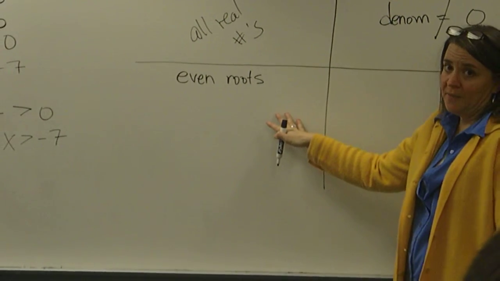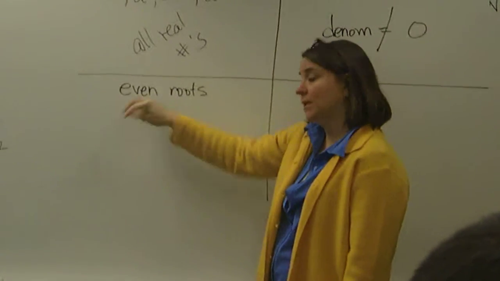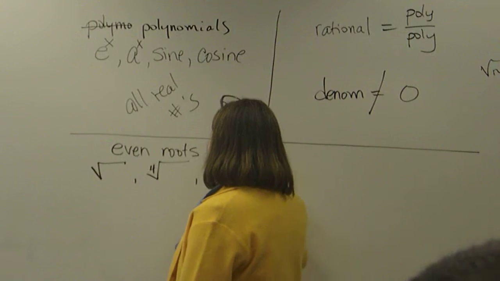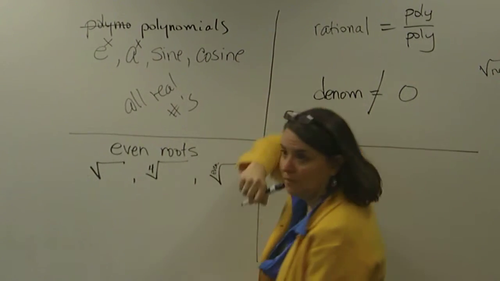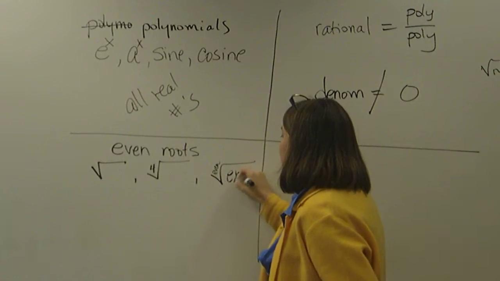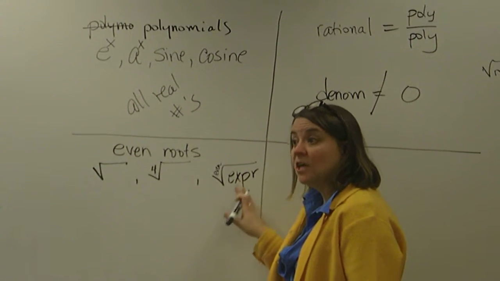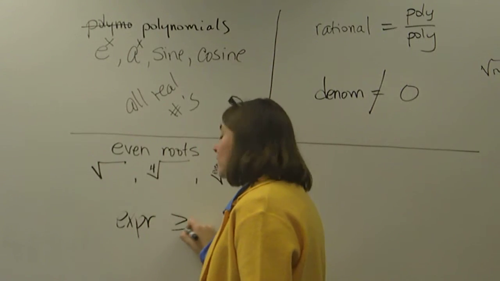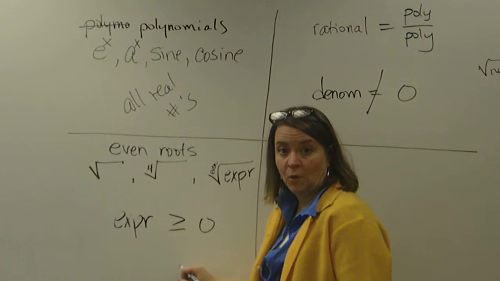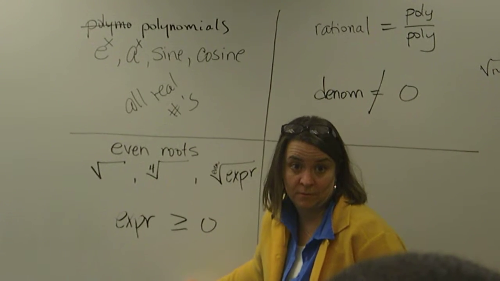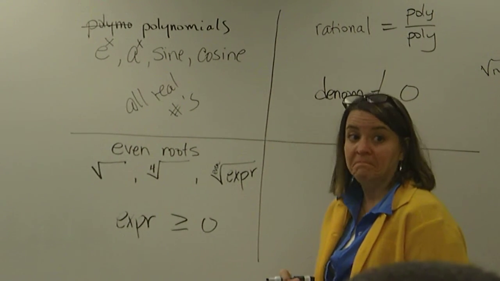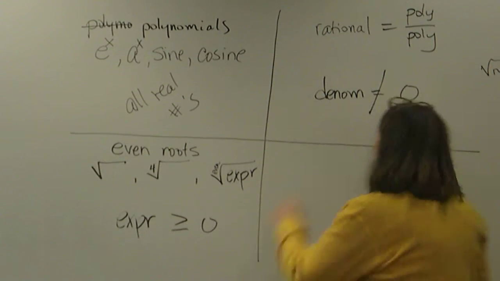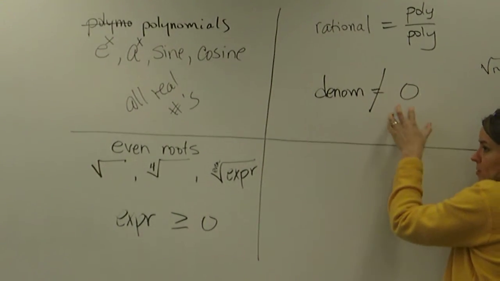A third category, if the function has an even root in it, it has a square root or a fourth root or any index here that's even, then you look at the expression that's under that radical and you say, hey, that expression has to be greater than or equal to 0, and you solve the inequality. And you keep those. You want the expression to be positive, so you keep those. You don't want a denominator to be 0, so you exclude those.